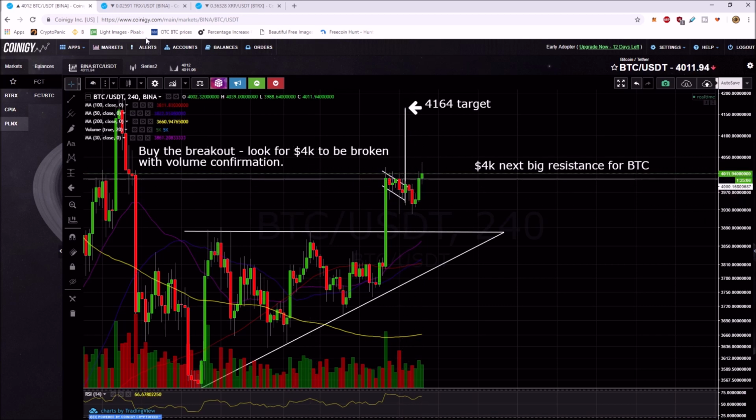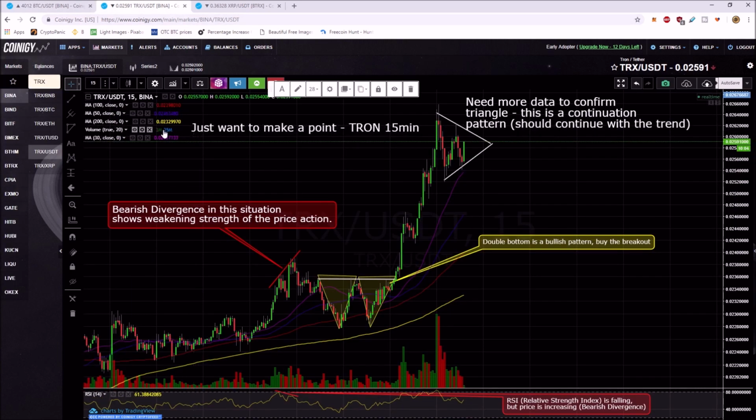Want to talk real quick about Tron. Here's a chart that I made just to make a few points. This is a 15-minute chart. A lot of times I use an hour, mainly the 4-hour chart, but then you can always zoom in and zoom out on these. You want to look at a bunch of different time frames on these cryptos just to get a different perspective.